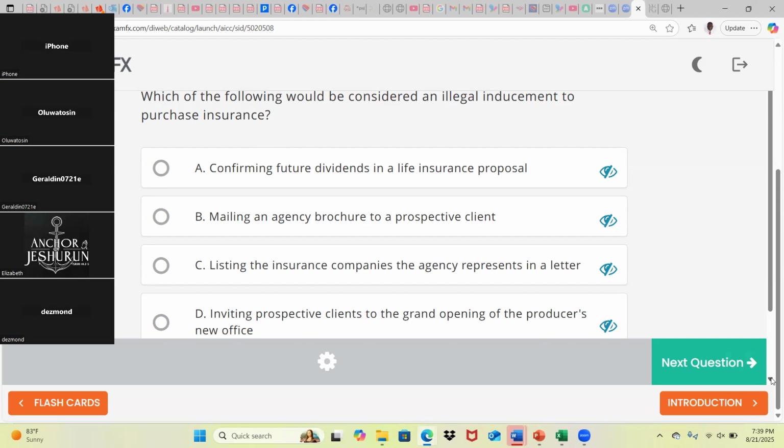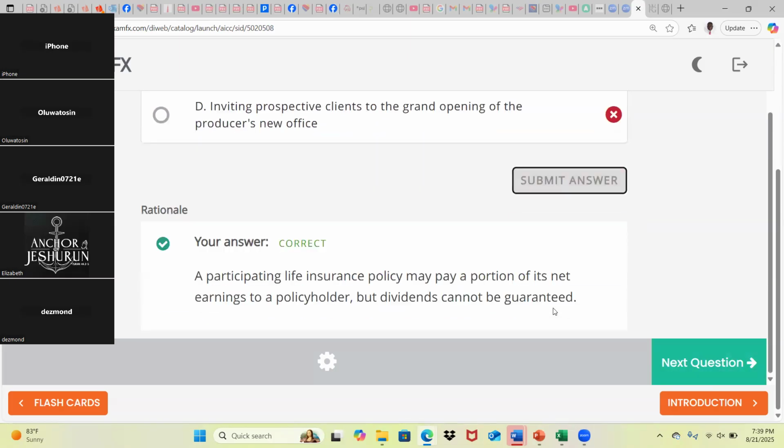So when we look at all of these, which of them seems to be an illegal inducement to purchase insurance? Is it A, confirming future dividends in a life insurance proposal? Correct, because dividends are not guaranteed. A participating life insurance policy may pay a portion of its net earnings to a policyholder, but dividends cannot be guaranteed.